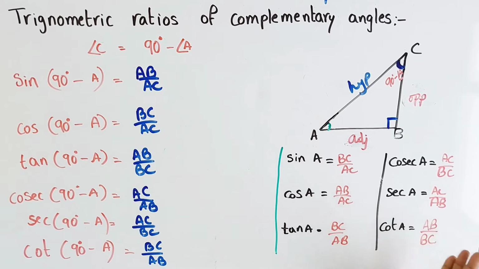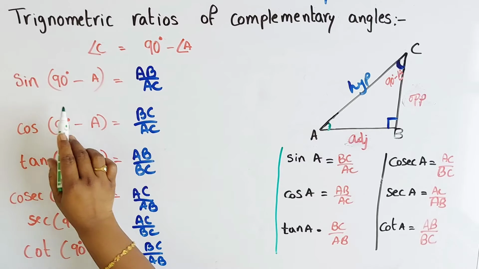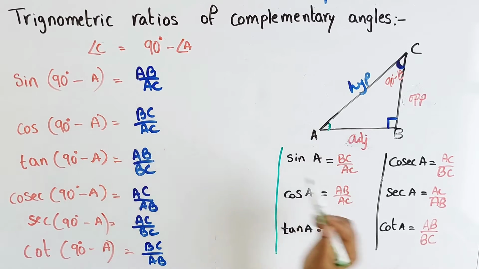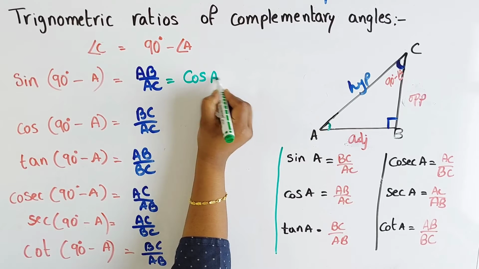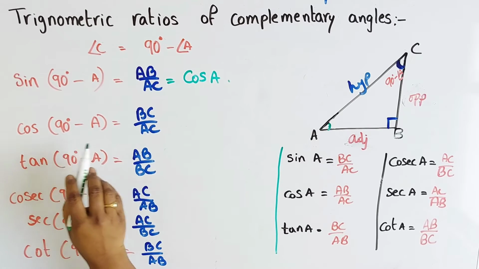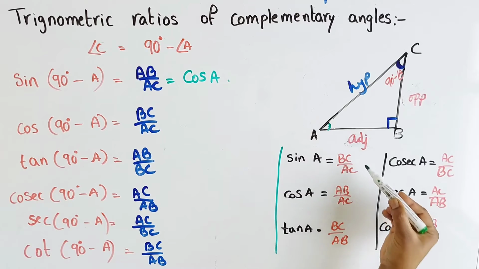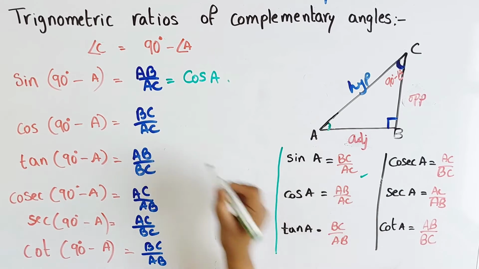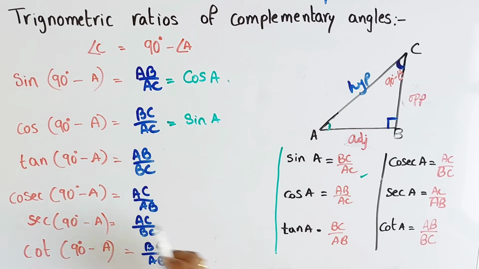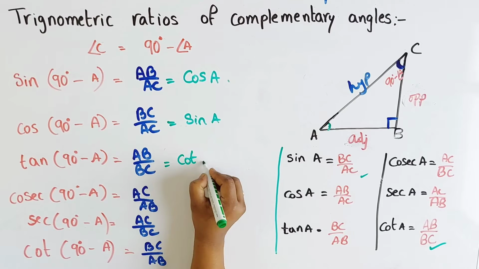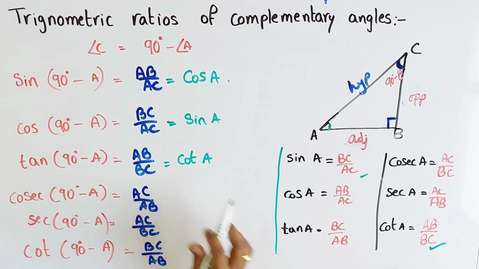Now see these ratios and these ratios, children. Here sin 90 minus A equal to AB by AC. See here, AB by AC means cos A. So we can write sin 90 minus A equal to cos A, children. Now see here cos 90 minus A equal to BC by AC. Where is BC by AC? This one. That equal to sin A. Cos 90 minus A equal to sin A, children. Tan 90 minus A equal to AB by BC. AB by BC here. That equal to cot A. Tan 90 minus A equal to cot A.